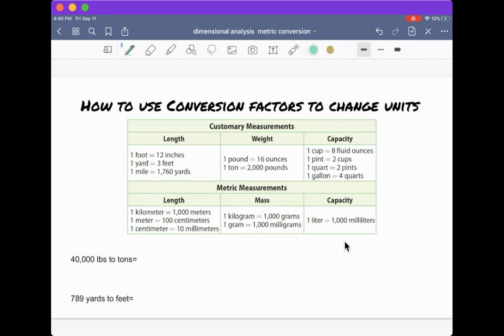So what we're going to do is use these equalities to change units from one to another. We are going to do this by using the fractional form. When you do a conversion factor, you are going to want to set it up so that you cancel units. So how do we cancel units?